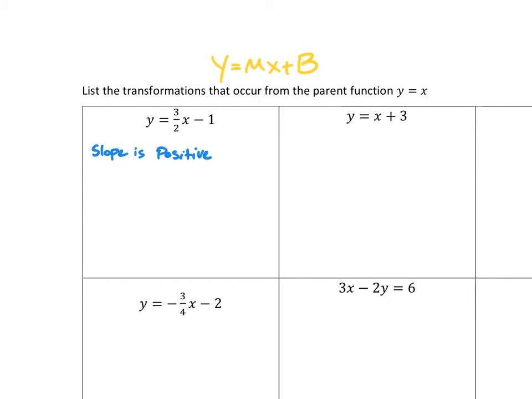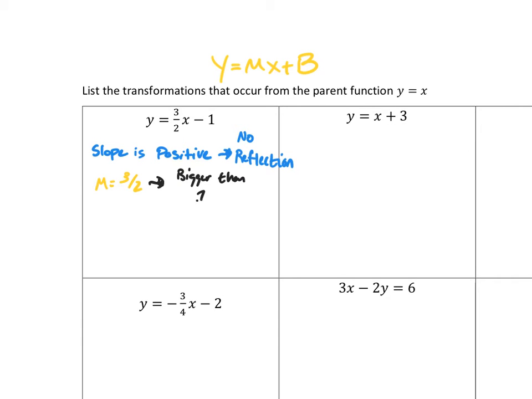Since the slope is positive, will there be a reflection? No. The only time you get a reflection is when your slope is negative. So I'm going to make a note to myself: that means no reflection. You don't always have to do this, but I'm walking you through what my brain process is. Now, the next thing I'm going to look at: what number is my slope? Slope is 3/2. Is that bigger than 1 or less than 1? Bigger than 1. It is bigger than 1.